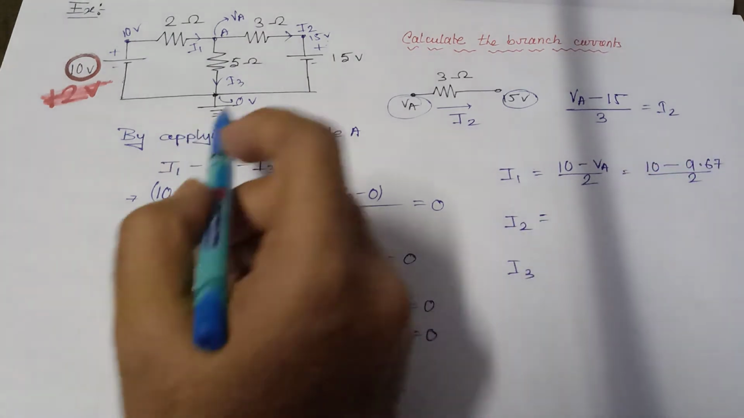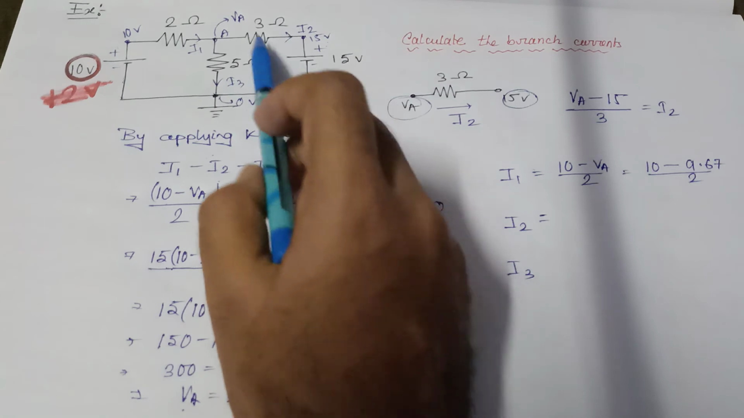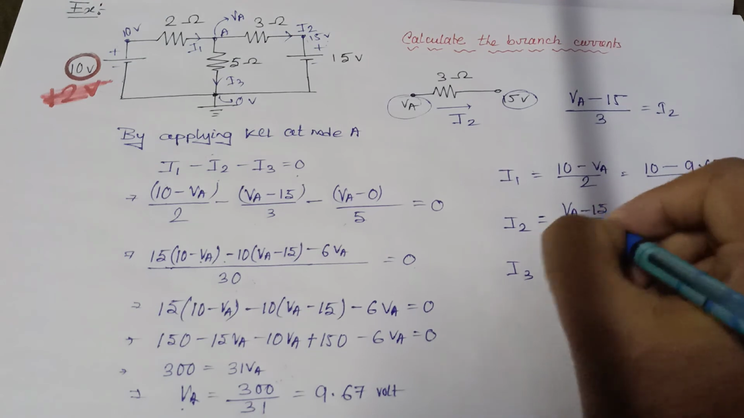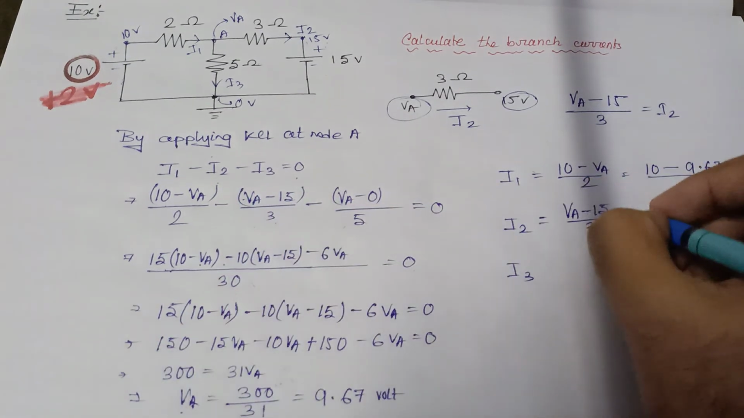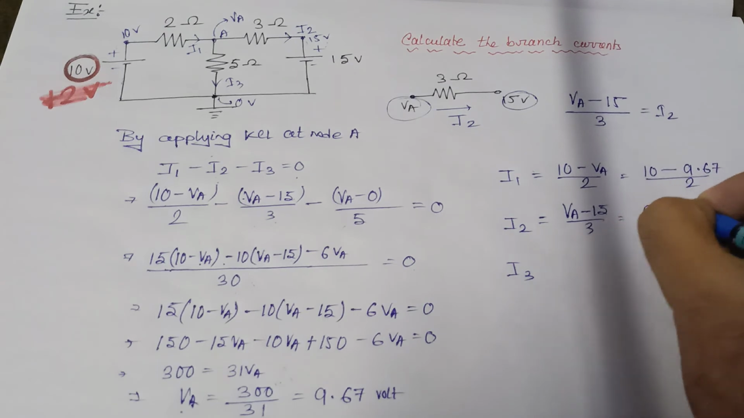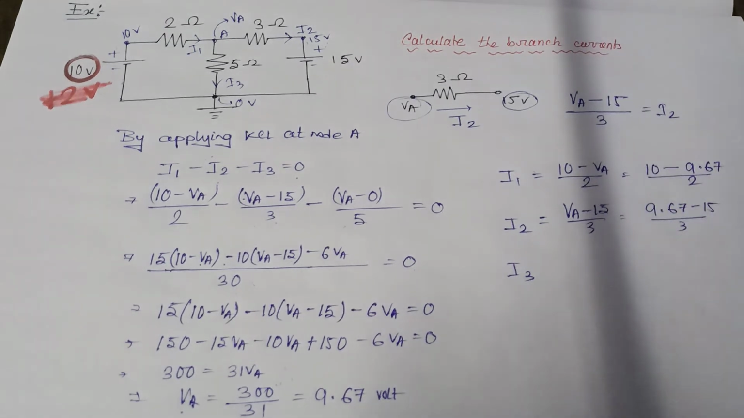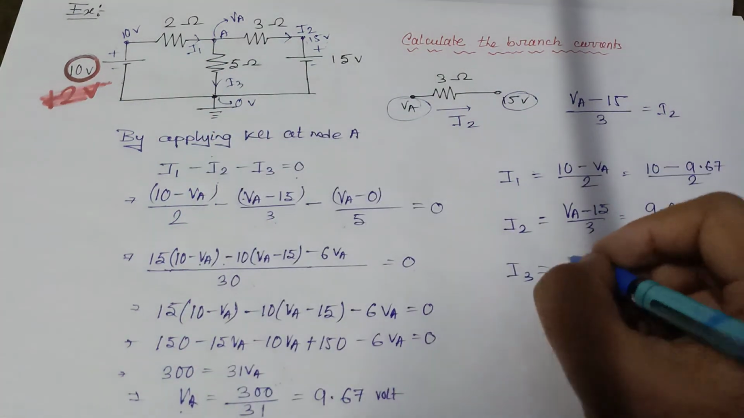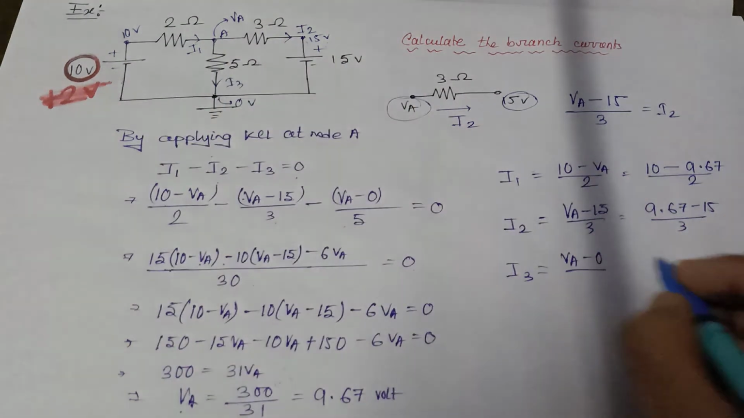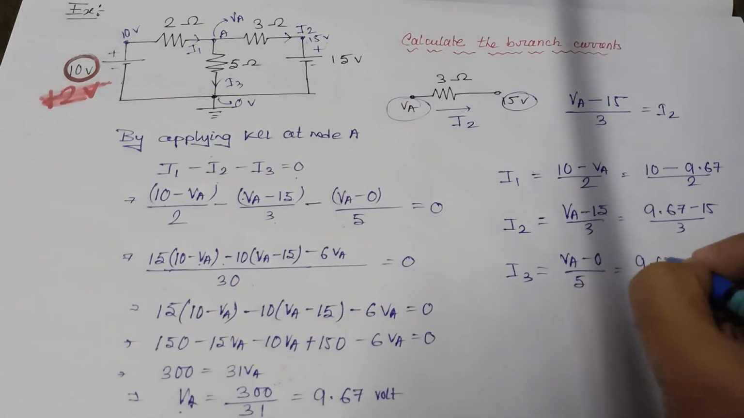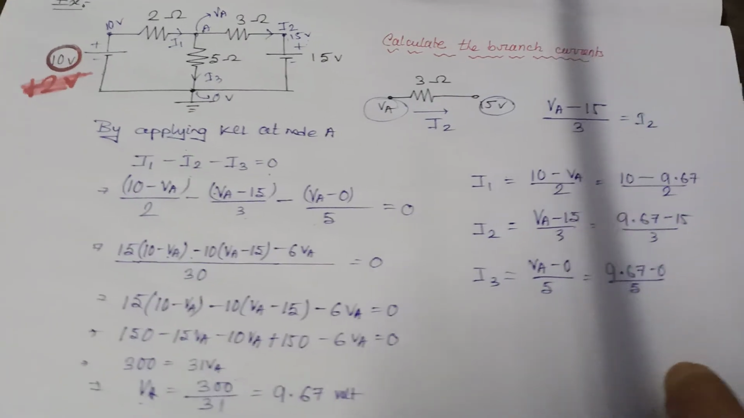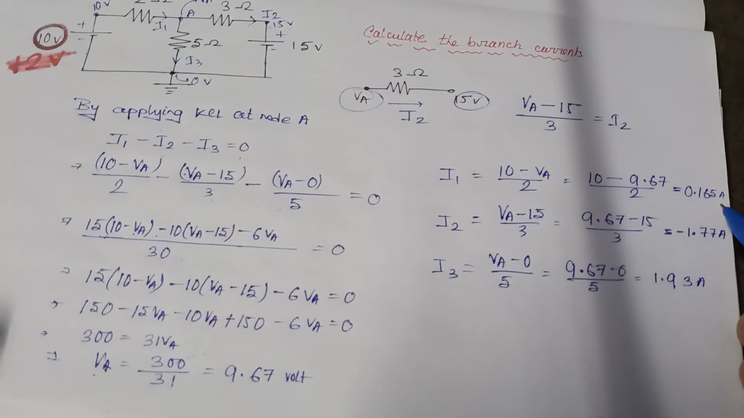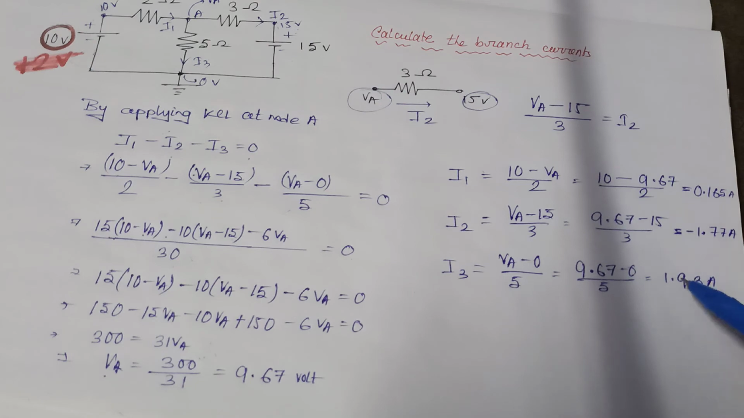What is I2? I2 is moving from this direction to this direction. So VA minus 15 divided by 3. So the value of VA is 9.67 minus 15, by 3. I will calculate it later. I3 current is moving from VA to 0. So VA minus 0 divided by resistance 5. So VA is 9.67 minus 0, divided by 5. Now if I calculate these values, the values are 0.165 ampere, minus 1.77 ampere and 1.93 ampere.